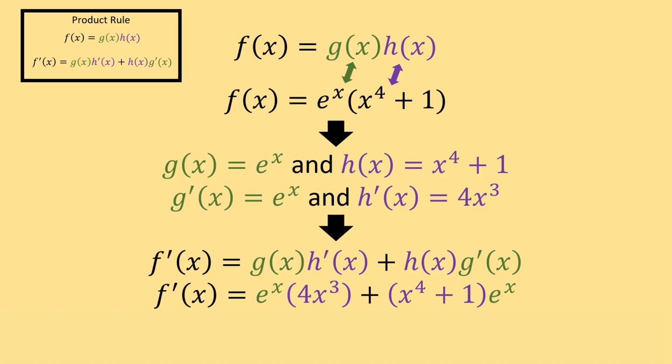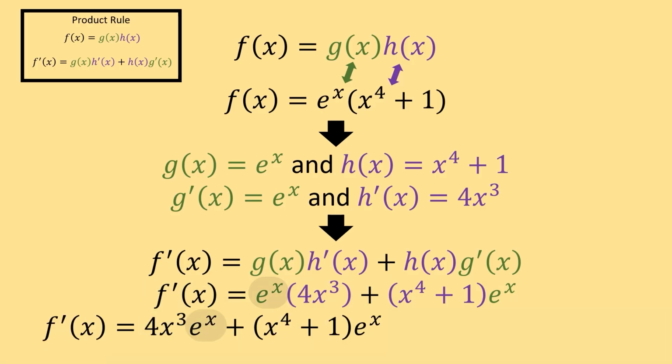And so we can rewrite our derivative, f prime of x, as 4x cubed times e to the x, plus x to the fourth plus 1, all that times e to the x. And we can simplify that one step further by factoring e to the x out, and we get e to the x times the quantity x to the fourth plus 4x cubed plus 1.